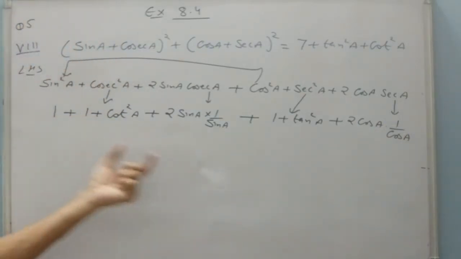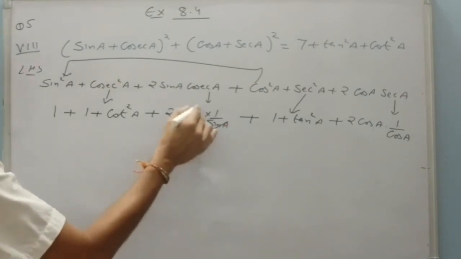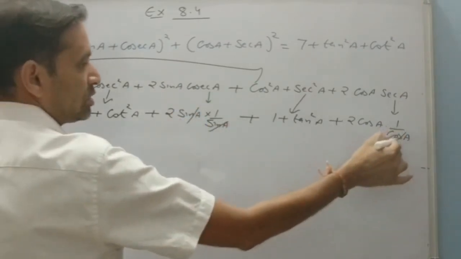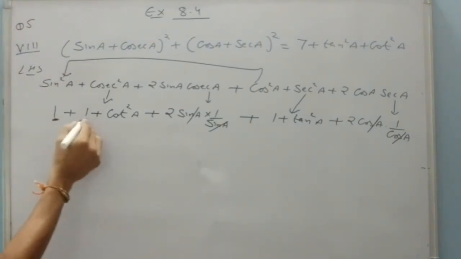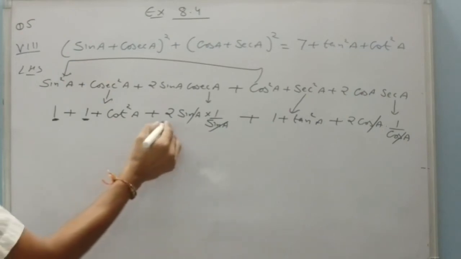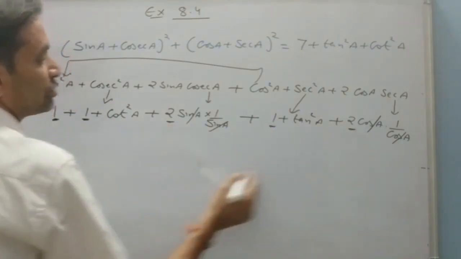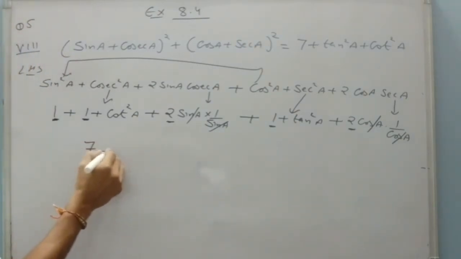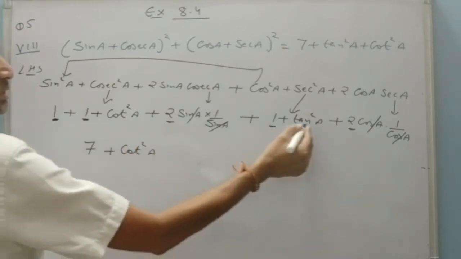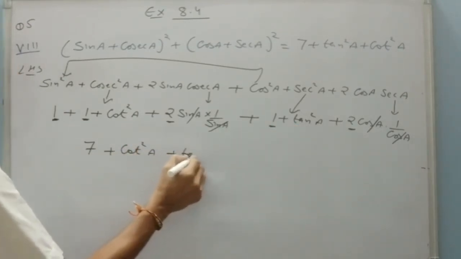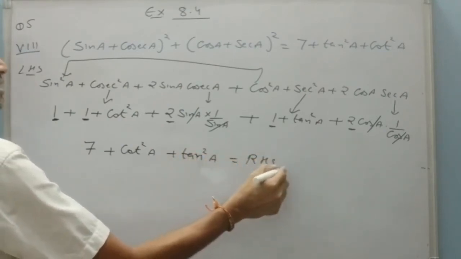बस इतना सा ध्यान रखो, आंसर आ गया आपके पास. कैसे? साइन ए से साइन ए कैंसिल आउट, क्रॉस ए से क्रॉस ए कैंसिल आउट. नाउ व्हाट आई गॉट? 1 1 2 2 4 plus 1 5 plus 2 7. This is 7 plus this is cot square a और इधर बचा ये tan square a, which is equals to RHS, hence proved.